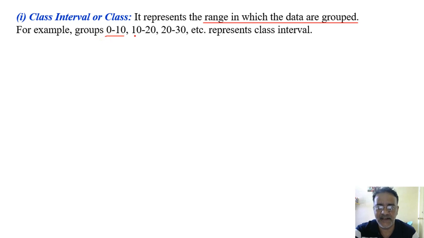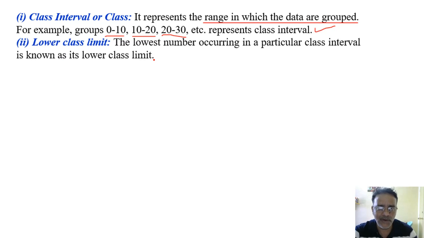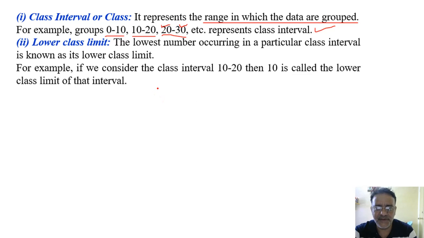0 to 10, 10 to 20, 20 to 30, etc. represents class interval. Now next, lower class limit: the lower number occurring in a particular class. For example, in 20 to 30, which is the smaller number? 20. So 20 is the lower class limit. What is the highest number here? 30. So 30 is the upper class limit. So if we consider class interval 10 to 20, 10 is called the lower class limit of that particular class, not for all the classes. And similarly, the upper limit will be 20.